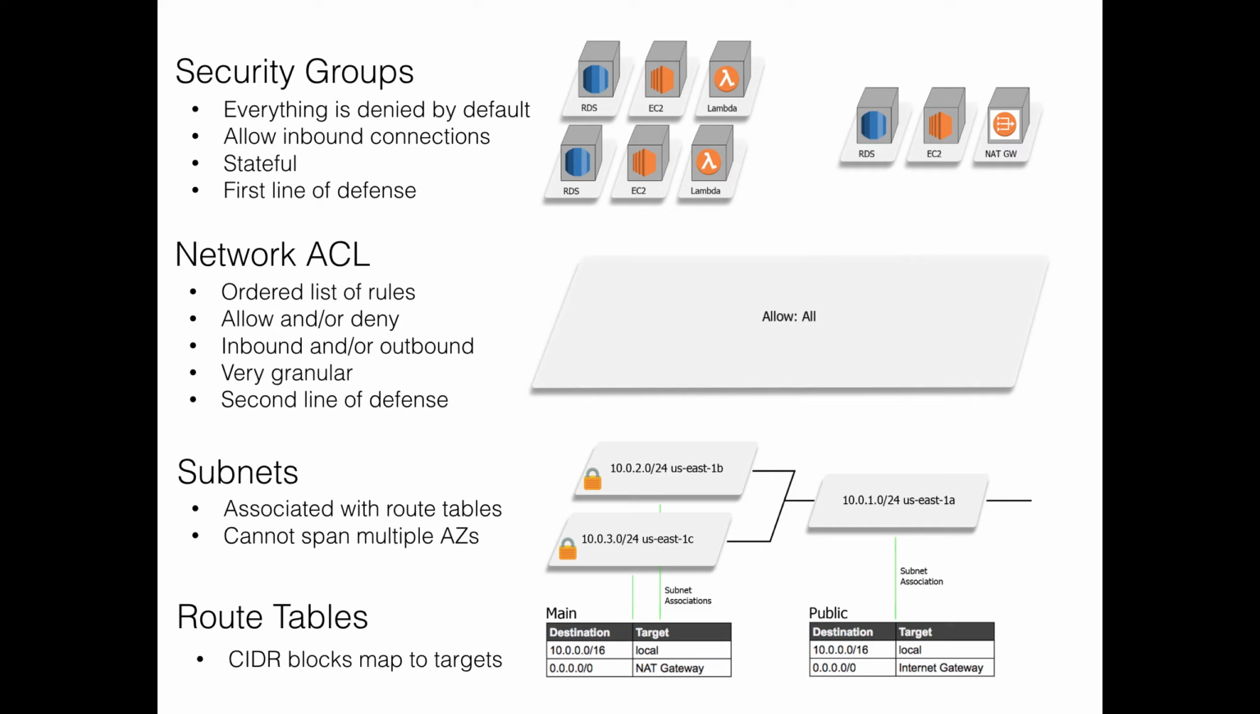And the layer above the network ACL is our security groups. In security groups, everything is denied by default, and what you do is you allow inbound connections. Once you allow an inbound connection, the outbound connection comes along with it for free. So security groups are said to be stateful in that respect. And Amazon also calls them the first line of defense.